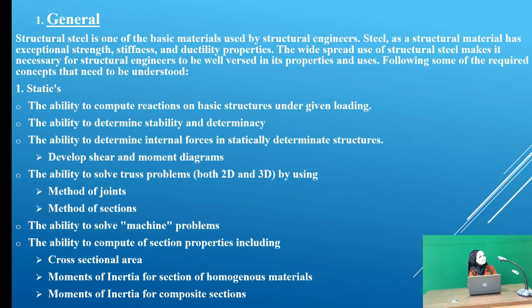General: structural steel is one of the basic materials used by structural engineers. Steel as a structural material has exceptional strength, stiffness and ductility properties. The widespread use of structural steel makes it necessary for structural engineers to be well versed in its properties and uses. Following are some of the required concepts that need to be understood. The first required concept is statics.